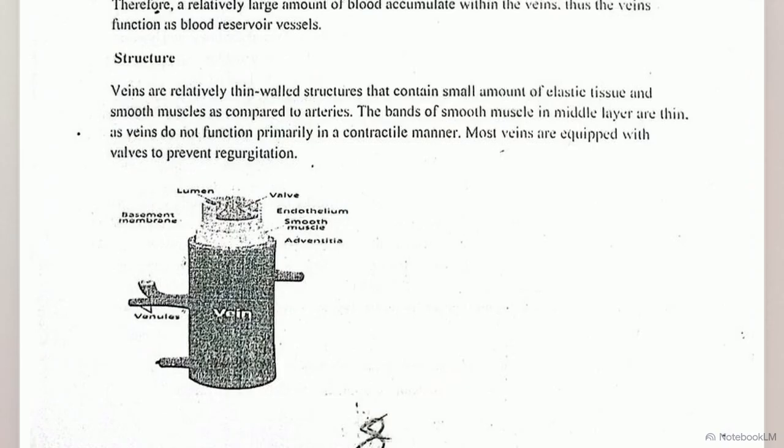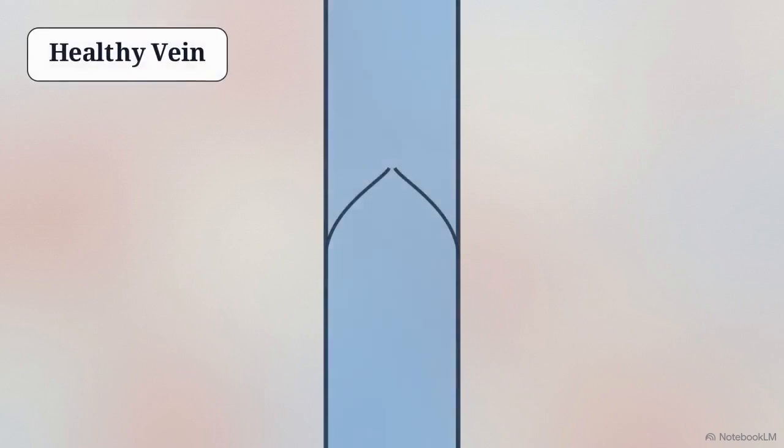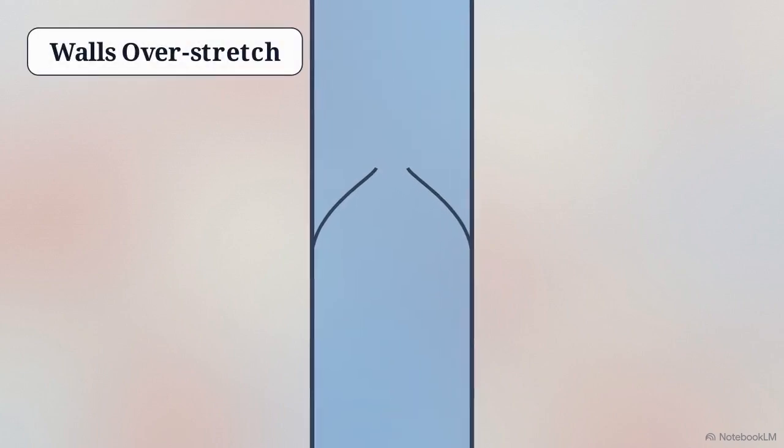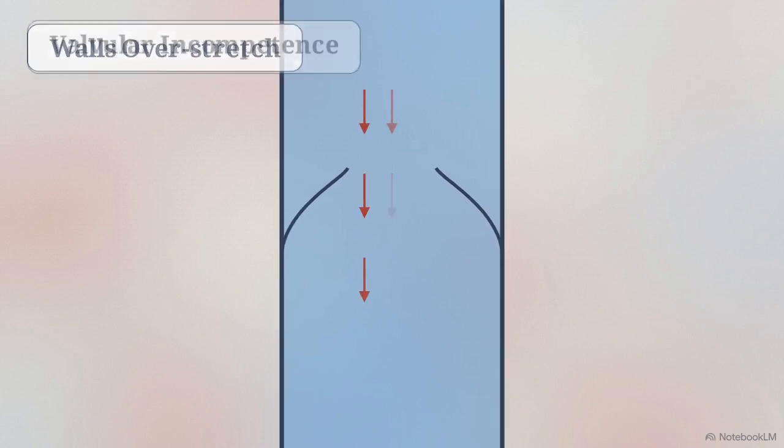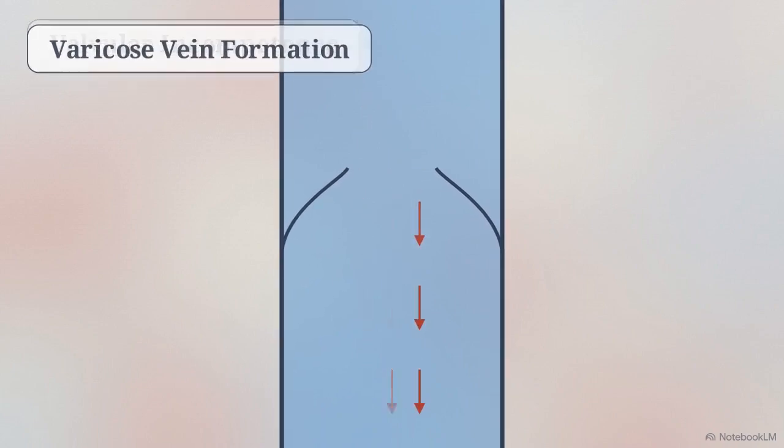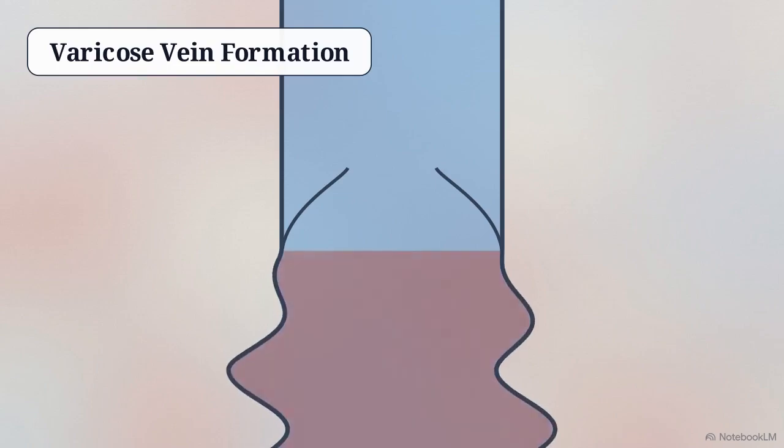Returning blood to the heart against gravity under nearly zero pressure is a mechanical challenge. To prevent backflow, most veins are equipped with internal one-way flap valves, as seen in this diagram. If the thin venous walls in the lower limbs overstretch, these valve flaps can no longer overlap. This valvular incompetence allows blood to pool backwards, increasing local pressure and causing varicose veins.